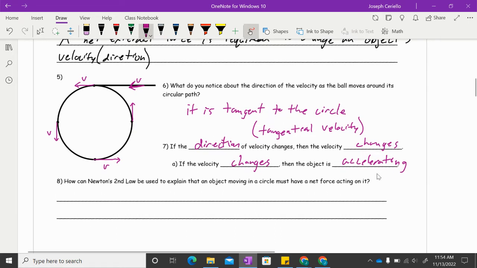So how can Newton's second law be used to explain that an object moving in a circle must have a net force acting on it? If an object moves in a circle, its velocity is changing. Specifically, its direction.